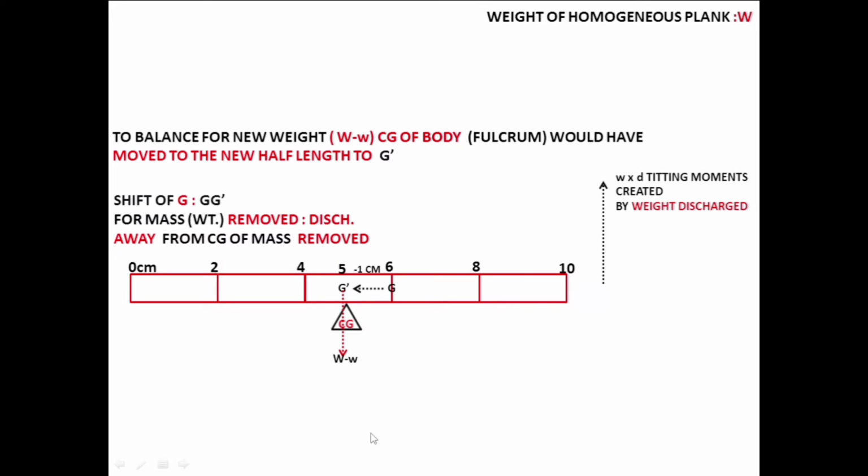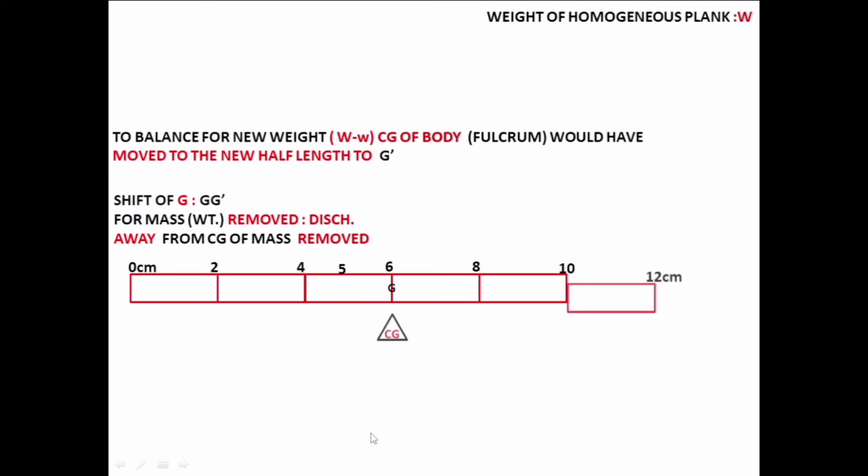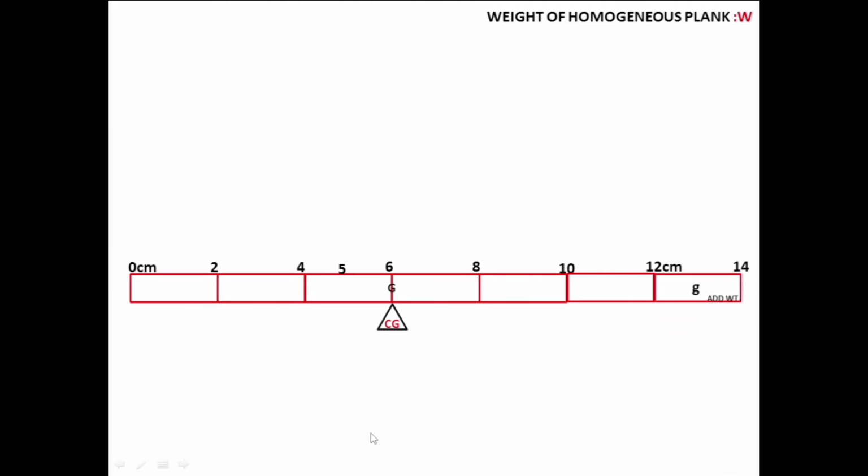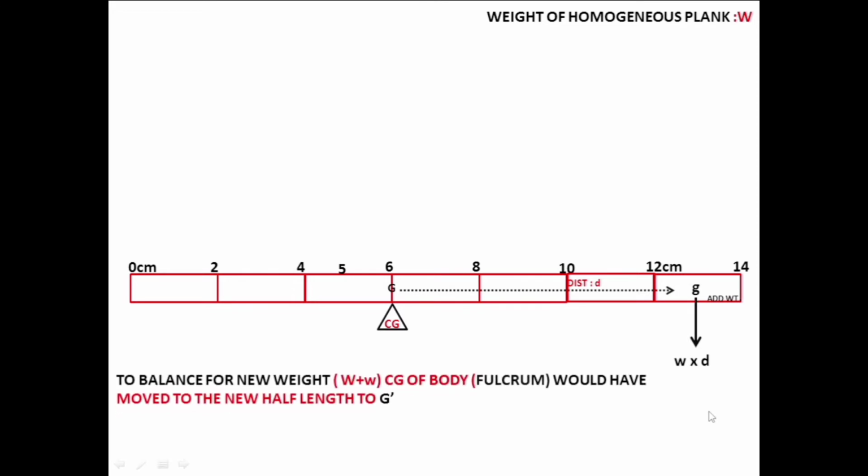So what we noticed here is that as we are discharging the weight or removing the weight, the center of gravity is moving away from the weight discharged. It is moving in the opposite direction of the weight discharged. Similarly, if I add some other weight here, now my scale has gone to 14 centimeters. Balance it again, because this weight will create a certain amount of clockwise tilting moment, and to compensate for this and have it balanced, the G should shift to the new half length. It should be 7. And now it will be balanced.